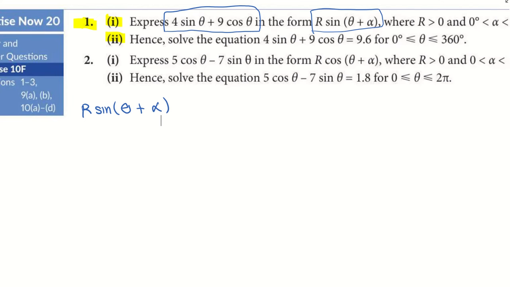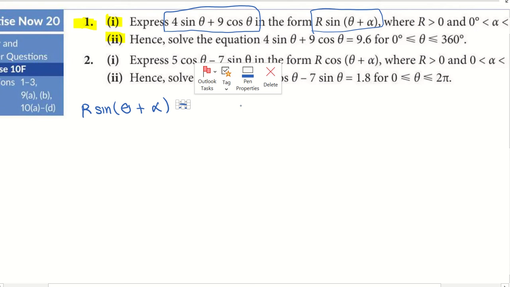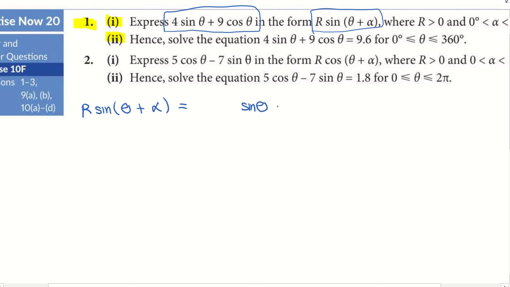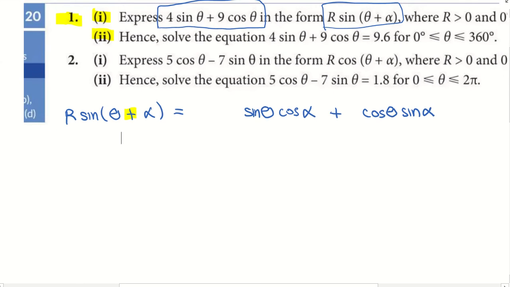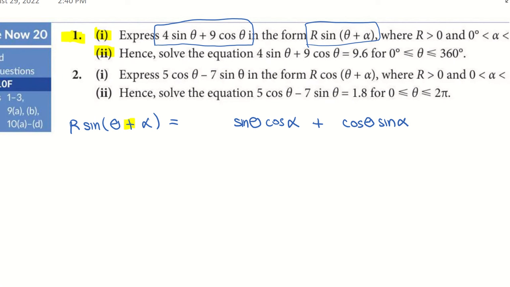Do you all recognize what formula this is? If we expand this sine theta plus alpha, we will get sine theta cosine alpha plus or minus... Okay, I'm just expanding it. So this is the formula. The middle one is plus because it's theta plus alpha. Of course, am I missing something after expanding it? Don't forget the R, I need to put it in both the first and the second term.